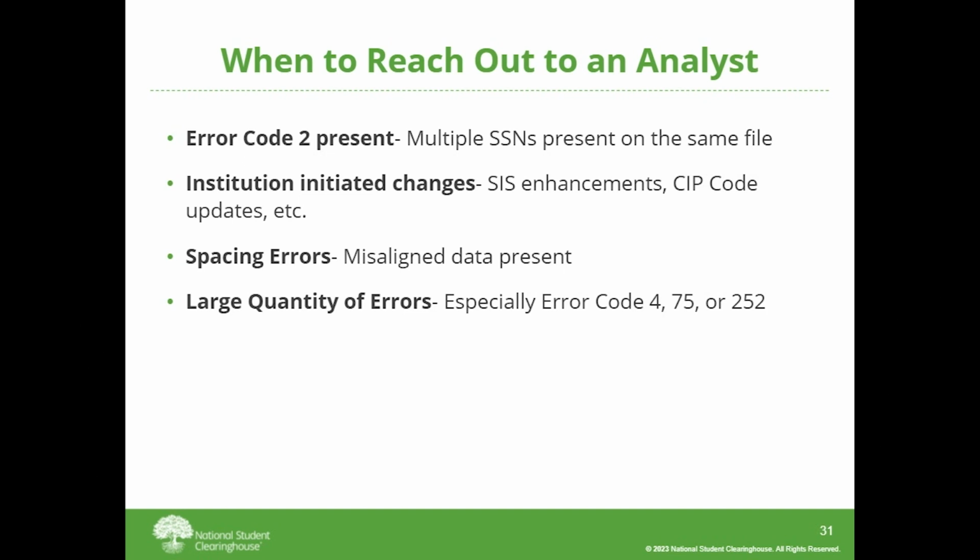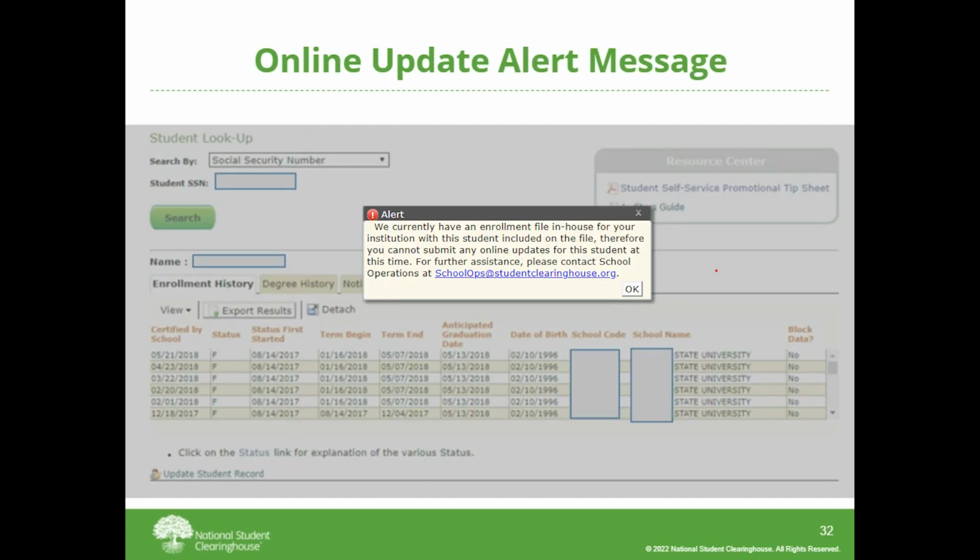Before we wrap up, I just want to take a moment to mention a reminder about online updates. Most online updates cannot be submitted or processed when there is a file in-house. If you attempt to update a student, but the file in-house is preventing you from submitting the update, you will encounter an alert box like the one pictured here. The alert advises you to reach out to the clearinghouse for assistance.